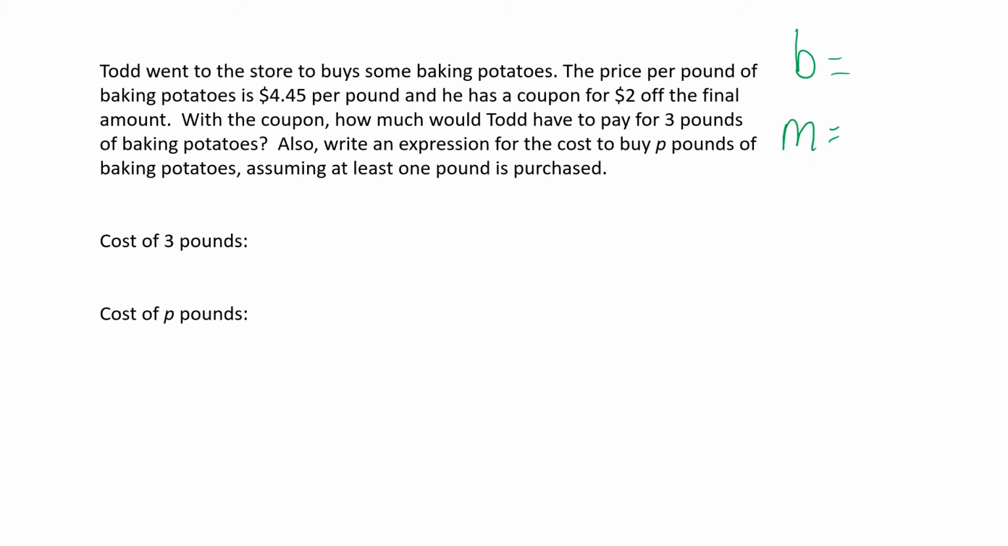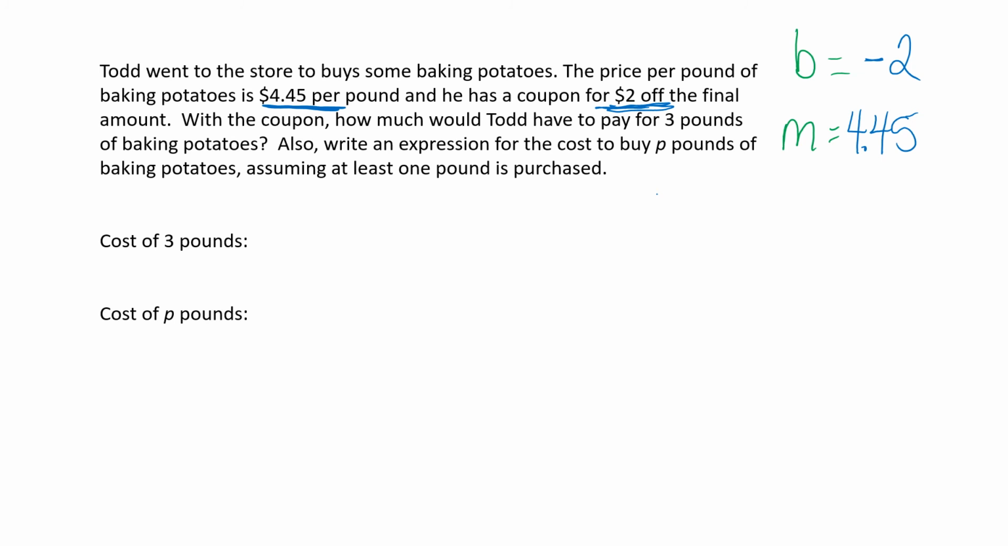Our slope here, our rate of change, is 4.45 per pound. For however many pounds he purchases, it's going to cost him $4.45 each. So that's your rate of change, 4.45. The initial value here is the $2 off. That's what's going to be taken away. So again, it's off, so that'd be a -2.